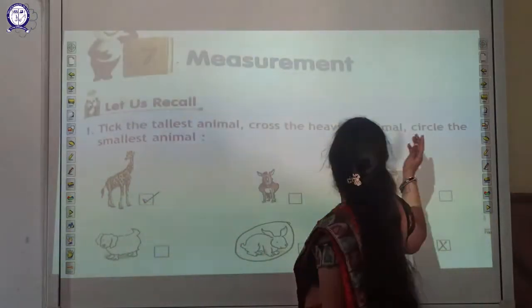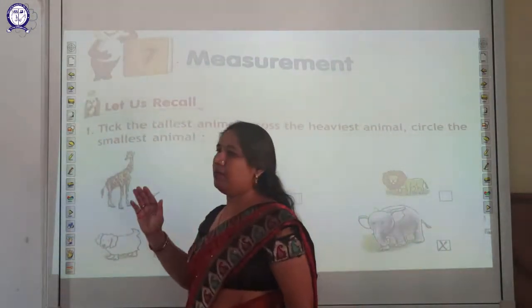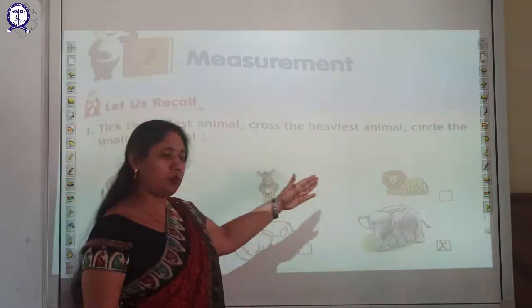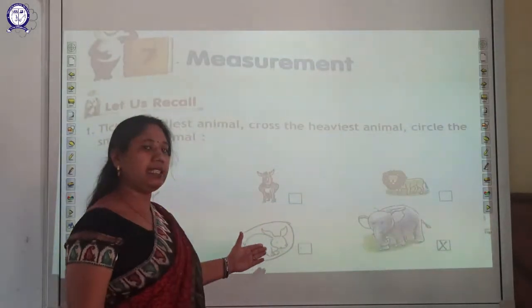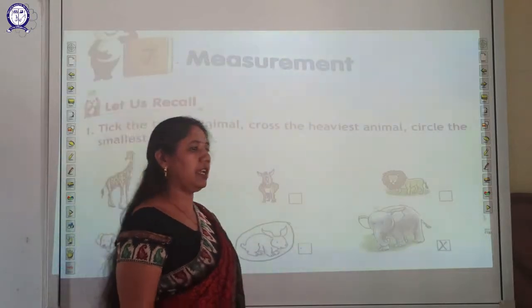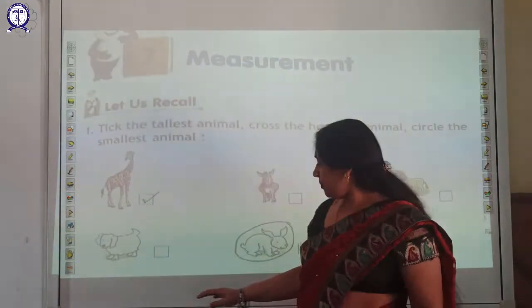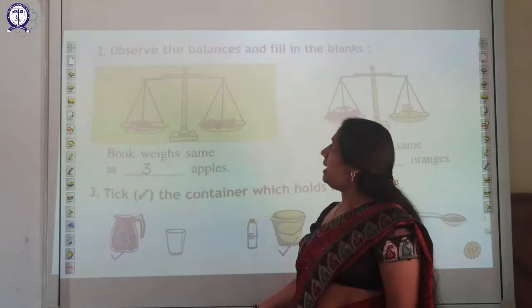And next, circle the smallest animal. So recognize which is the smallest animal? Yes, rabbit. So you have to circle it. So come to the next slide.